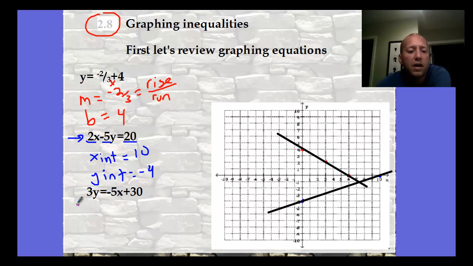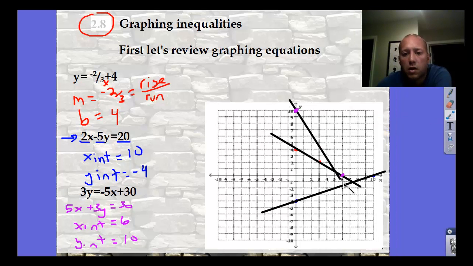So if I add 5x, I get 5x plus 3y equals 30. So then my x-intercept is going to be 30 divided by 5, so 6, and my y-intercept is going to be 30 divided by 3, so 10. So y-intercept 10, x-intercept 6, so we plot them right there, and then here's our line.